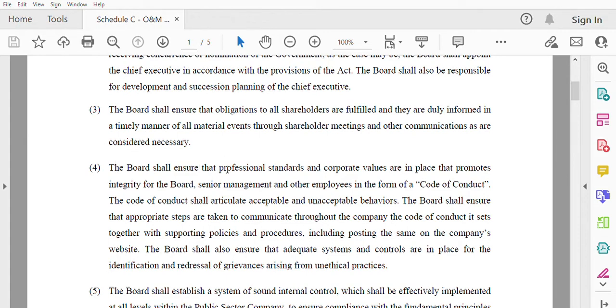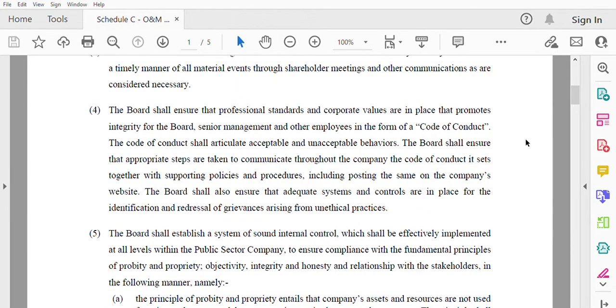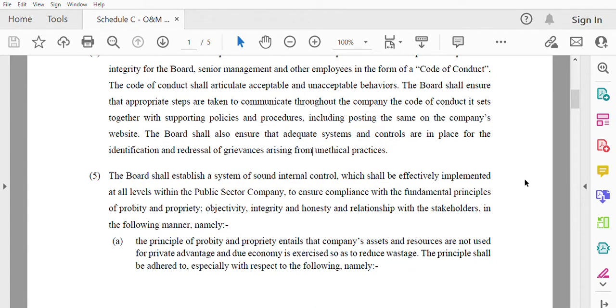The fourth point is that the board shall ensure professional standards and corporate values are in place that promote integrity for the board, and a code of conduct is a document which needs to be made. It is the duty of the board to draft this document, and the purpose is to articulate acceptable and unacceptable behaviors. This is an important aspect, which the board would most probably assign to its HR committee to develop this code of conduct. And as we can see, there is a redressal of grievance settlement process also, which is usually part of the HR policy. So this needs to be done by the board.